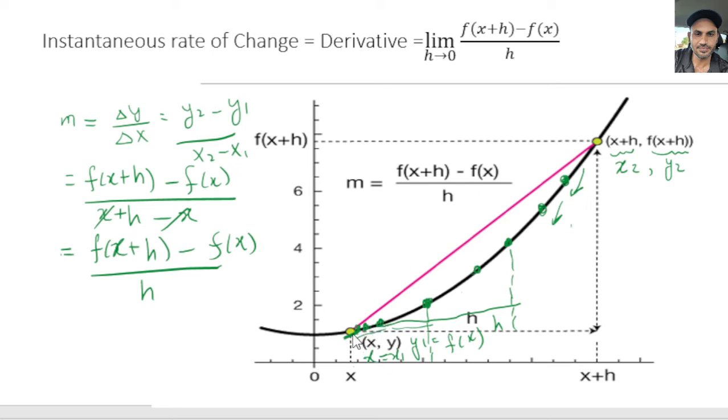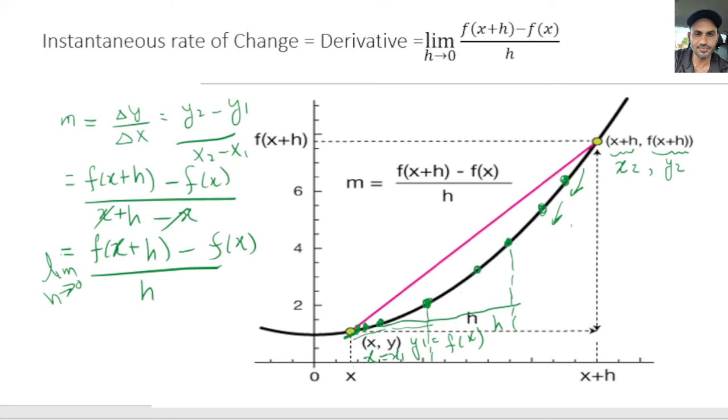One more time: the derivative, or instantaneous rate of change, is when h becomes so small that the 2 points are really close together, and the line connecting them becomes a tangent line at this point. The slope of that tangent line represents the instantaneous rate of change at the point x, called the derivative of the function at that point x. So the limit as h approaches 0 of this ratio is the derivative of the function, or the instantaneous rate of change of that function at that point.